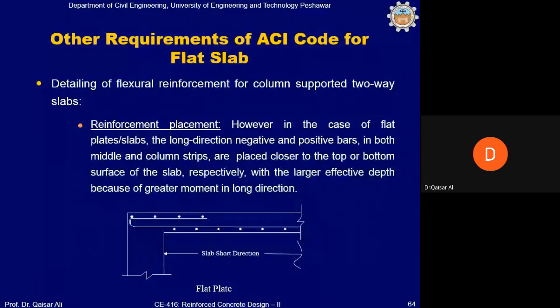Which means that in this particular case, the reinforcement along the 25 feet direction shall be kept closer to the bottom in the case of positive reinforcement and closer to the top side of the slab in the case of negative reinforcement. The short direction reinforcement shall be kept on top of that in the case of positive bending moment and below the bar in the case of negative reinforcement.